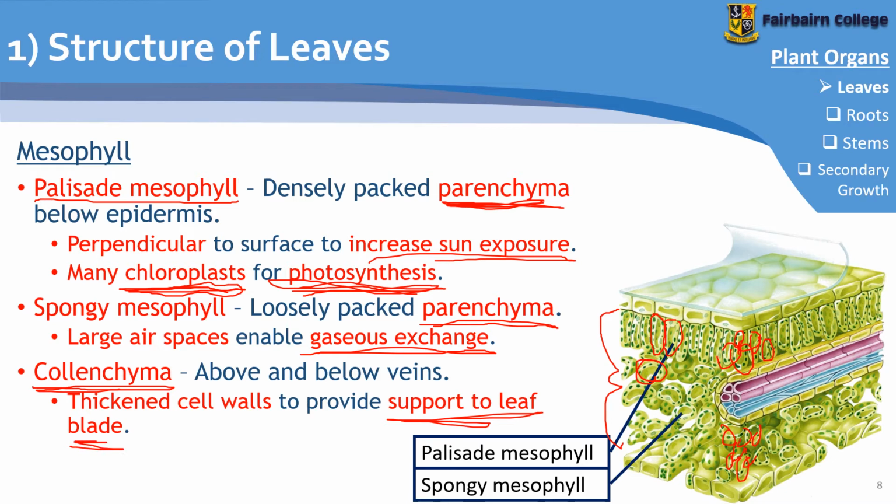Okay, so collenchyma, if you remember from when we did plant tissue, is quite a strong tissue. It has relatively thick cell walls, and these thick cell walls give it that added bit of protection, especially around the vein area, to protect the vein from any external forces on the leaf.